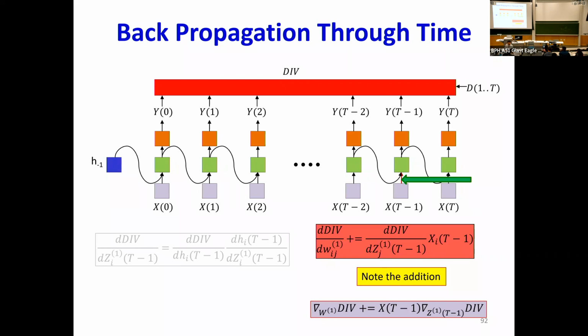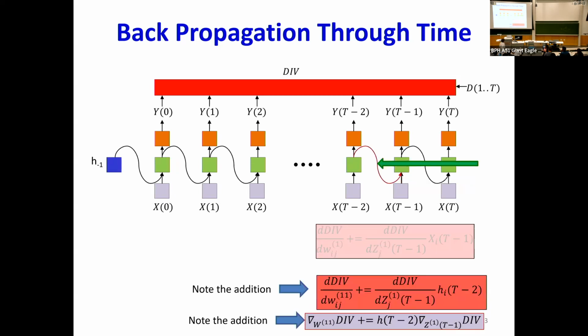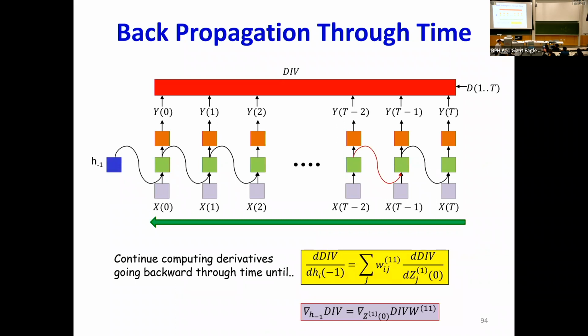Wait, so they're different because you're accumulating. Yeah, the weights are the same. The derivatives are being accumulated, right? And so also, if I go back here, I can compute the derivative for this recurrent connection, which is going to be now h at t minus 2 times the derivative for z at t minus 1. But that is going to be added to the derivative that I had previously computed because they have the same value. And so I can note the addition, right? In every case, I've written the scalar version and the vector version of the equation. You're just accumulating the derivatives. And I can keep doing that and continue all the way back to the beginning of time. And eventually, I can also compute the derivative for h of minus 1.